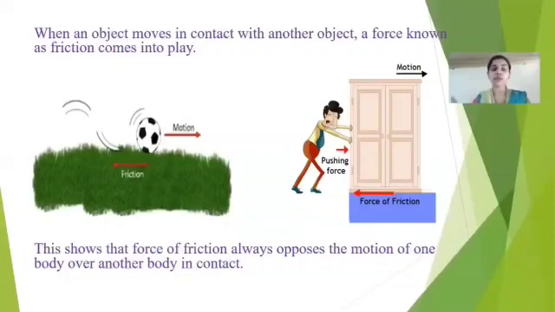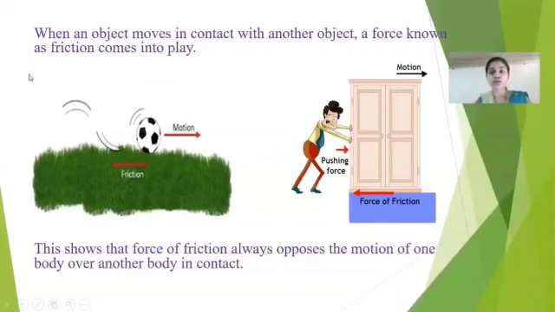When you are driving your car and you do not apply the brake, you do not accelerate it, then after some time automatically it stops its motion. So why do all these things happen? Because of the friction. So exactly what is the friction? When an object moves in contact with another object, the force known as friction comes into play.